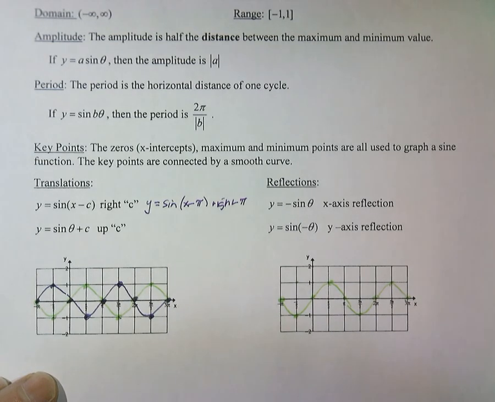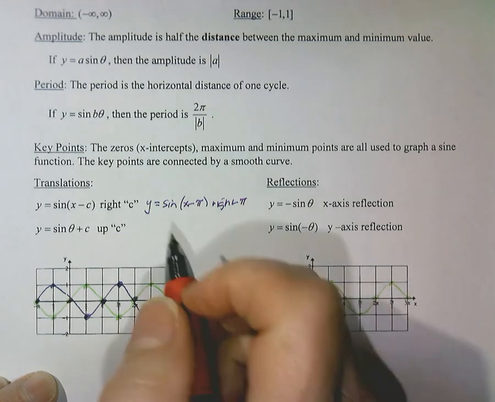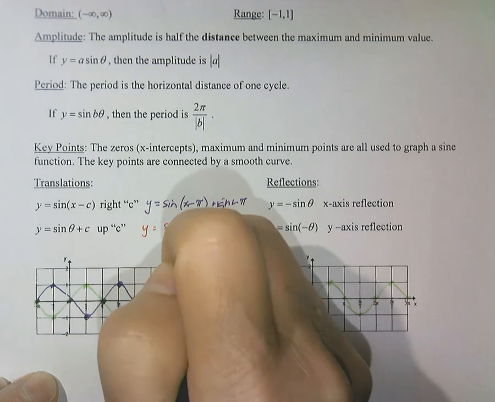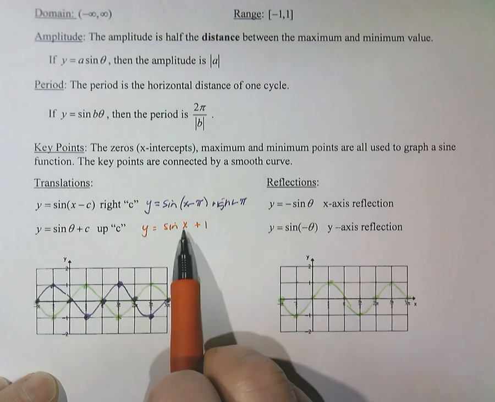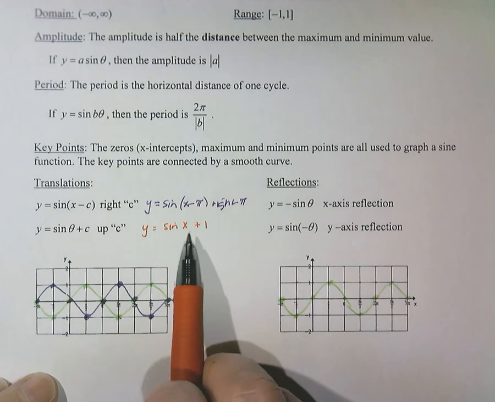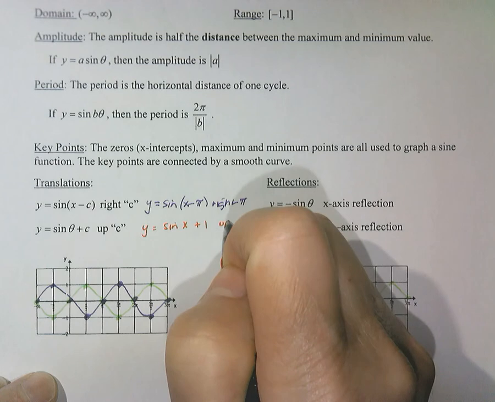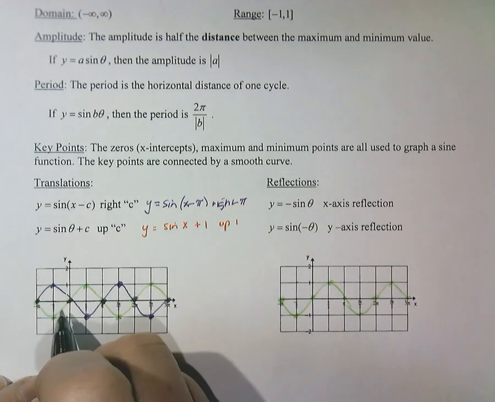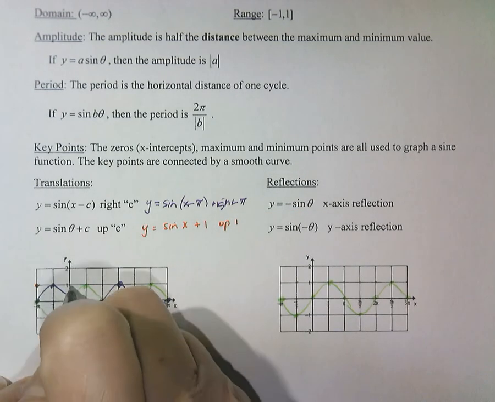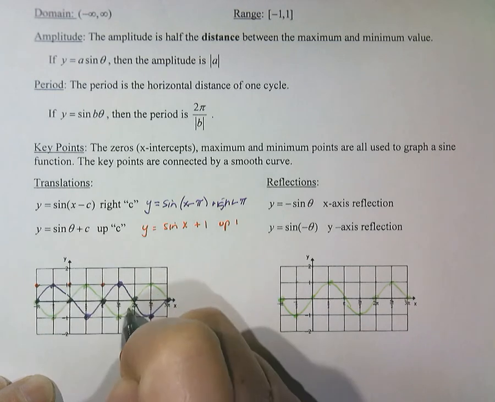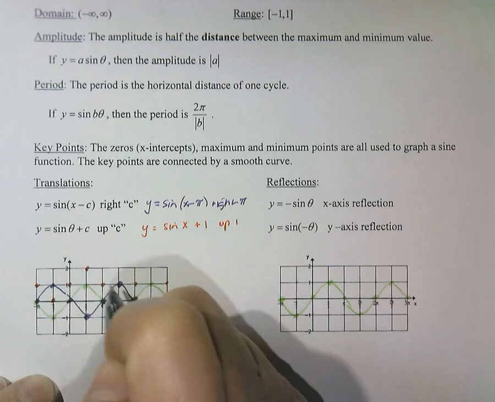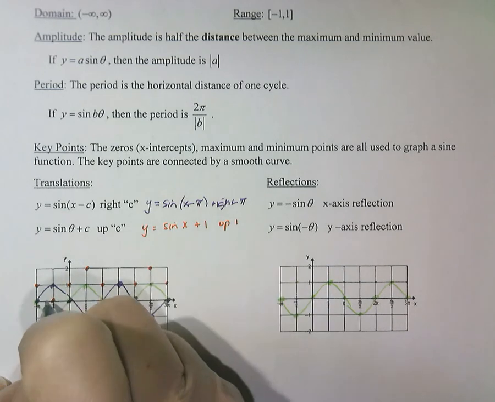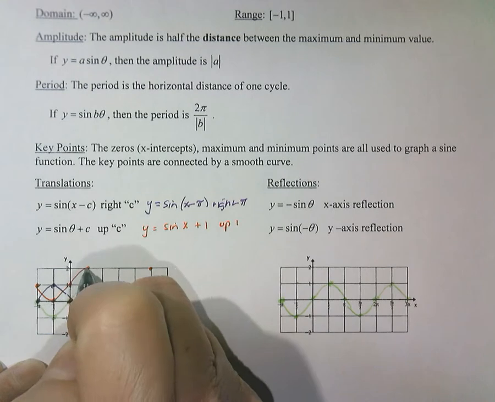I can move up or down as well. So if I wanted to do, let's do y equals sine x plus 1. And be careful, I do not have parentheses around this x and this 1, so they don't go together. So this is going to go up 1. So I always take, and I mark my x-intercepts first, move everything up 1, and then connect it with a curve.